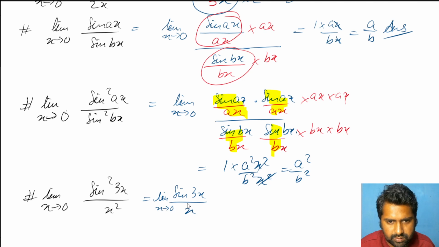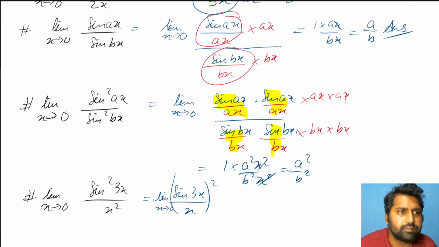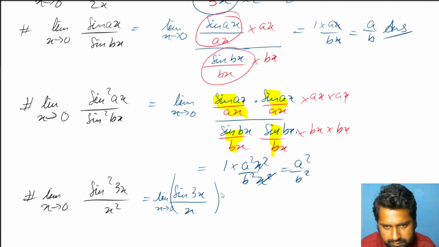X tends to 0, and just put a whole square on it. Like this. Now, in order to solve this, sine something upon same something. So 3x has to be in the denominator, but it's happening inside the square root, inside this whole square. So you multiply also with 3 inside the whole square.